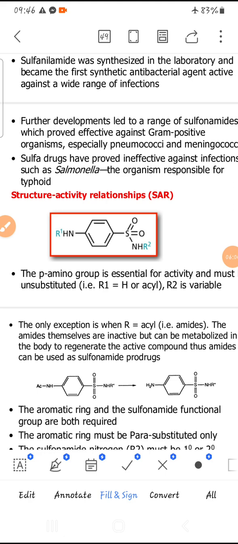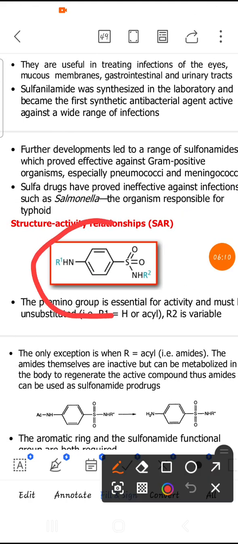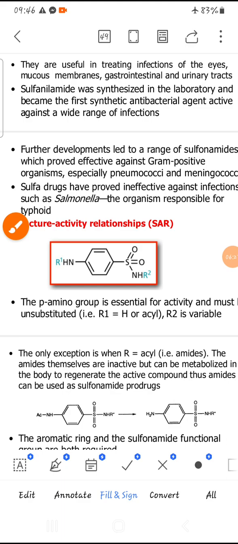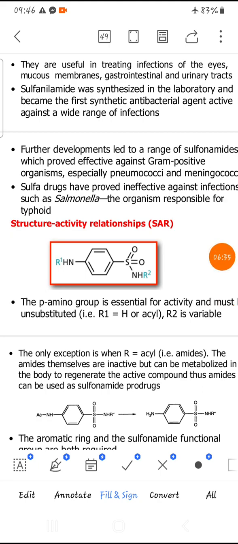Therefore, this is the general structure for sulfonamides. It has an aromatic ring. On the aromatic ring, on the first carbon, there is a sulfamoyl moiety. At the para position, there is an amine group. Therefore, in the structure-activity relationship, number one, the para-amino group is very important.